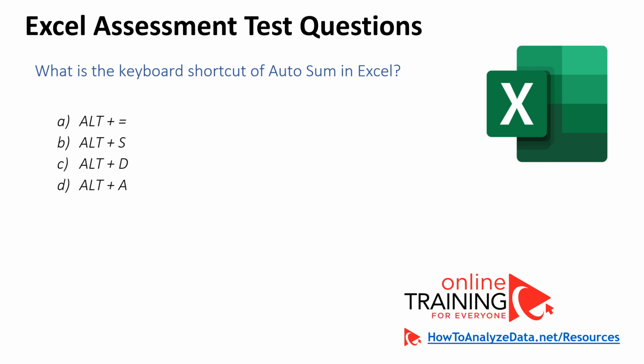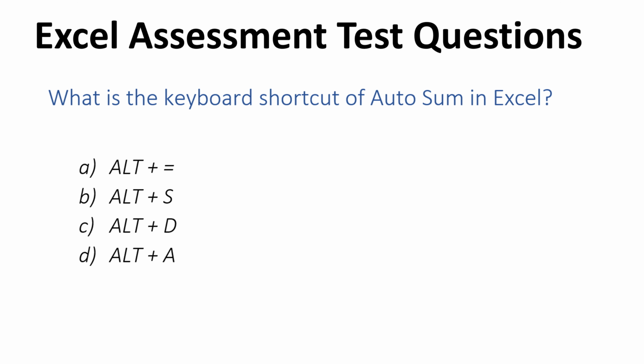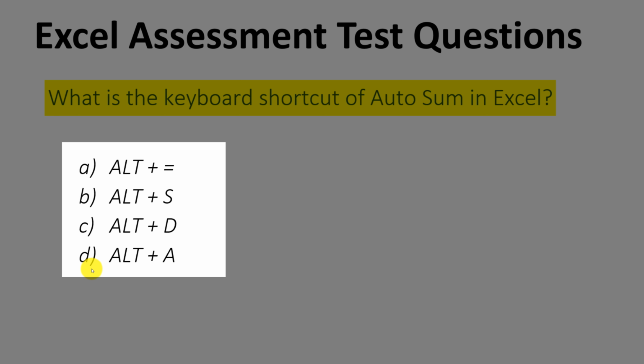A lot of times during an Excel assessment test, you will be tested on your knowledge of Excel keyboard shortcuts. In this particular question, you're asked what the keyboard shortcut of AutoSum in Excel is, and you are presented with 4 different choices. The first one is Alt equal, Alt S, Alt D, and then Alt A. What do you think is the right answer?